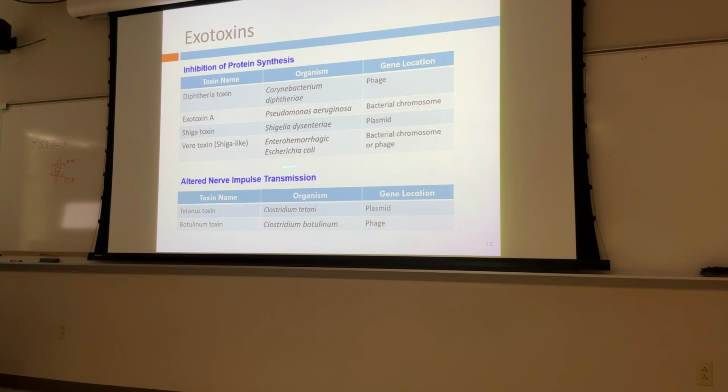This is something we talked about in infectious diseases. I know a few of you had that in there. There's many different kinds of E. coli, hemorrhagic or toxigenic. If you're interested in that stuff, we talked about this. Next, nerve impulse transmission: tetanus toxin is made by Clostridium tetani, and botulism toxin by Clostridium botulinum. The botulism toxin is phage converted.